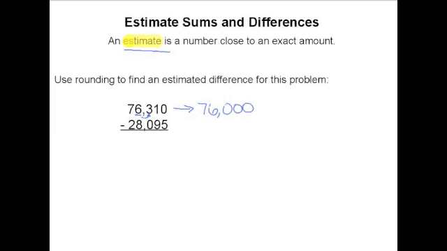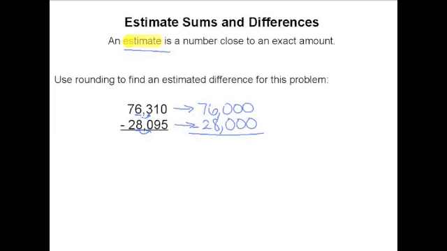And whatever place value I round the first number to, I also need to do the same for the second number. So I'm also going to round this one to the thousands place. And I'm going to look to the digit to the right, which is 0. And 0 is less than 5. So my 8 is going to stay the same. And this number will round to 28,000. Now I have rounded both of my numbers, and now I can find the difference for this problem.